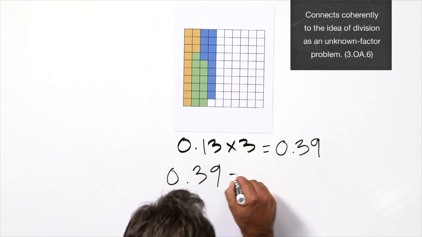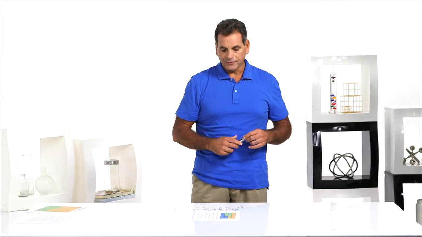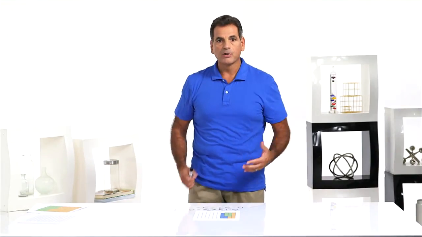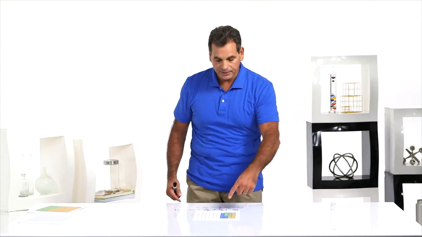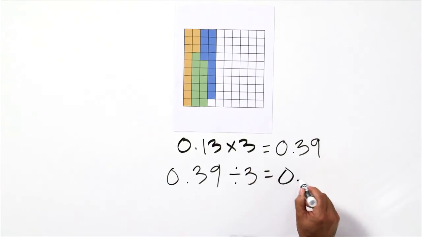And then you can also see the division. 0.39 divided by 3. So we have 0.39, and we want to divide it in thirds. They can see that each part would be 0.13.